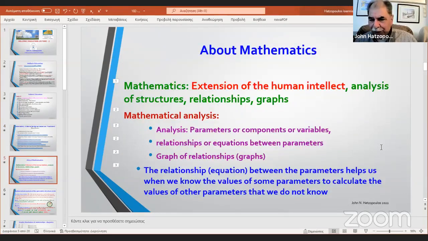About mathematics, we said it's the science of structures and helps us to analyze structures, establish relationships, and view the relationships through graphs. The relationships help us to write equations and relate parameters that we know, or we can measure, to other parameters we don't know and we can calculate. And this is very important for philosophy structures, because there are lots of parameters we don't know, and if we can establish such relationships, we can calculate them.